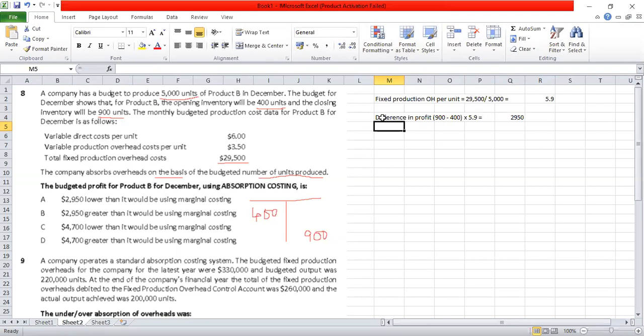Which one will have more profit? Which one will have less profit? We've already discussed that. Which accounting technique will have more profit? Which accounting technique will have less profit? Absorption costing will have more profit, and variable costing will have less profit. So from this calculation of 2,950, the answer is there either in A or B. It is not in C and D. So which one is the right one? B. 2,950 greater than it would be using marginal costing.